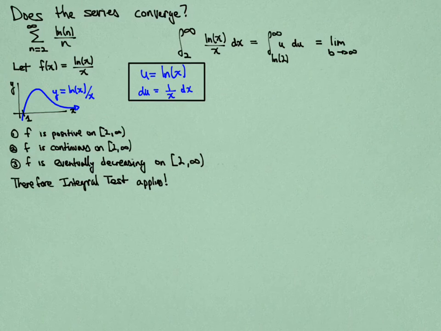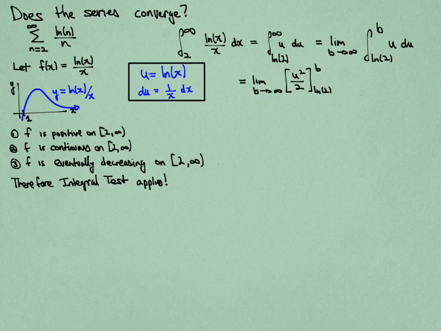As an improper integral, it's a limit. I'm going to let b go to infinity and go from log of 2 to b, and we're going to integrate u du. We take the limit, find an antiderivative. That power of u now becomes u squared over 2, and we evaluate between log of 2 and b.